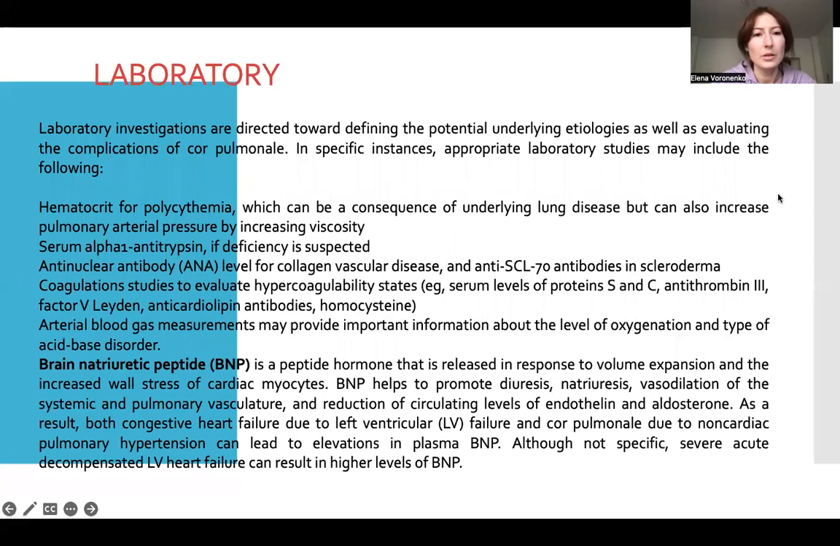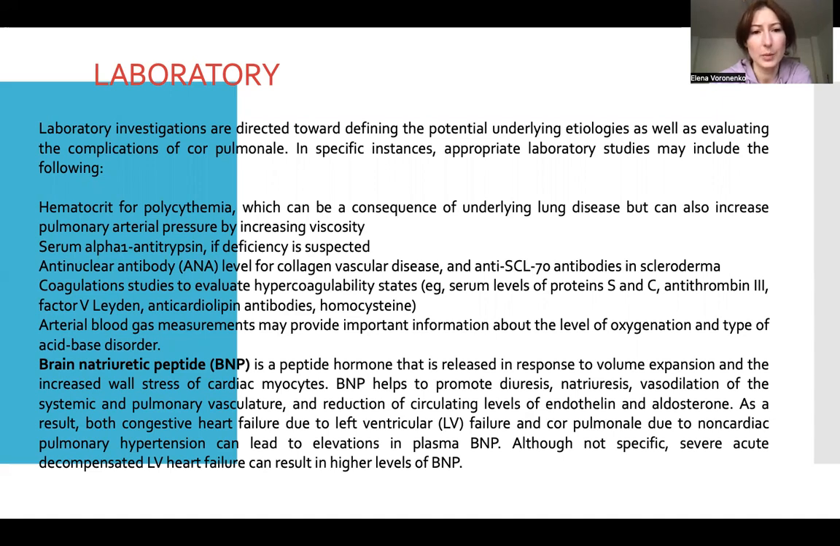Laboratory investigations are directed toward defining the potential underlying etiologies as well as evaluating the complications of cor pulmonale. In specific instances, appropriate laboratory studies may include the following: hematocrit for polycythemia, which can be a consequence of underlying lung disease, but can also increase pulmonary arterial pressure by increasing viscosity.